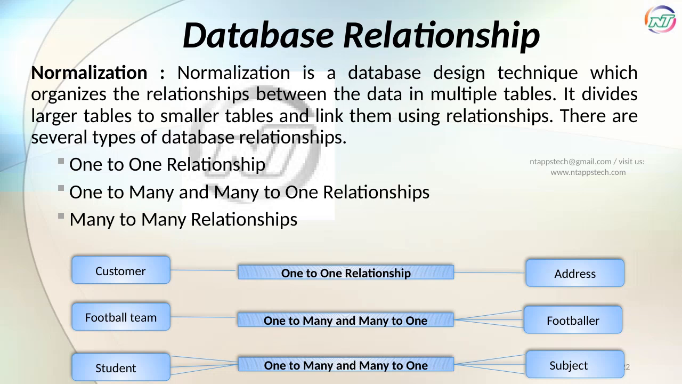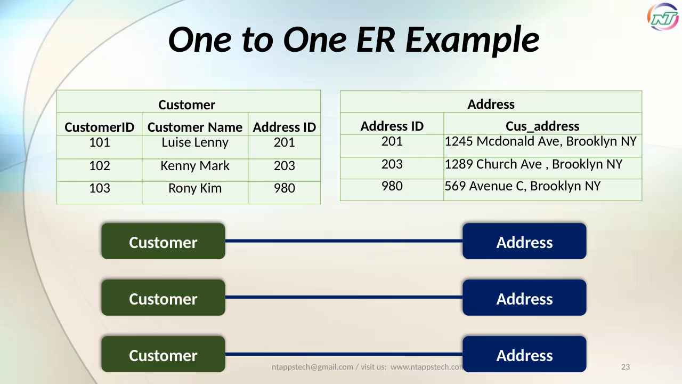to a single record in another table, one-to-many, or many-to-one, where a single record in one table relates to multiple records in another, and many-to-many, where multiple records in one table are associated with multiple records in another. Understanding these relationships is key to designing efficient and well-structured databases.